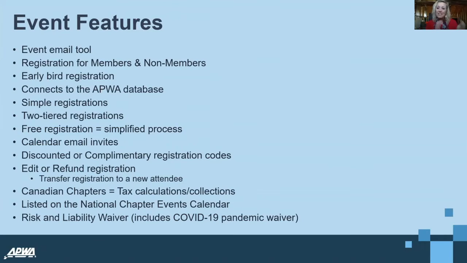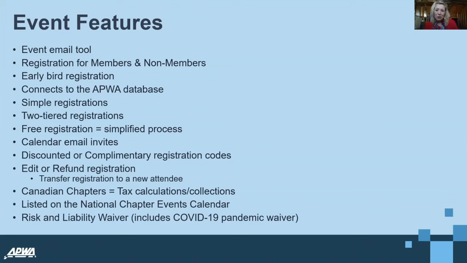And so it's really nice to be able to have that tool available to you and to your chapter to use. But if you didn't know, there's lots of things you can do, such as early bird registration, member and non-member registration pricing, two-tiered registration, calendar email invites and your confirmations. You can do coupon codes for complimentary registration or discounts. For Canadian chapters, we have the capability for you to do your tax collections and calculations on your websites now.